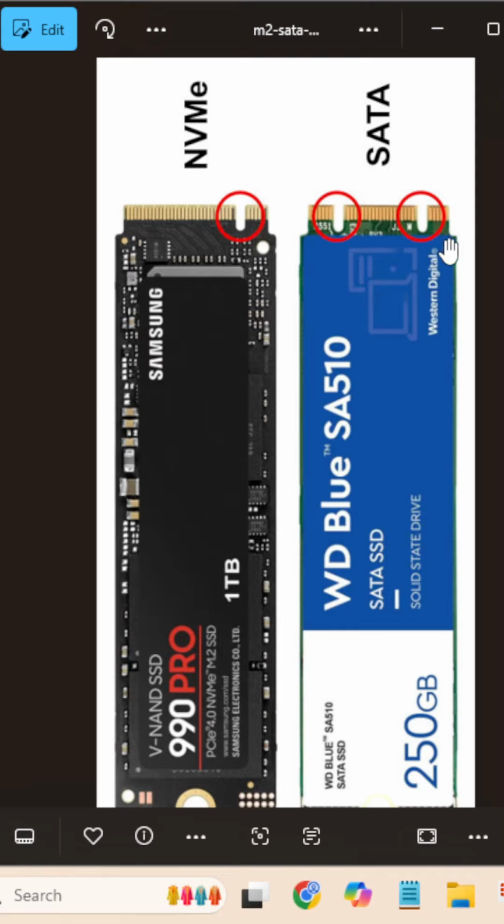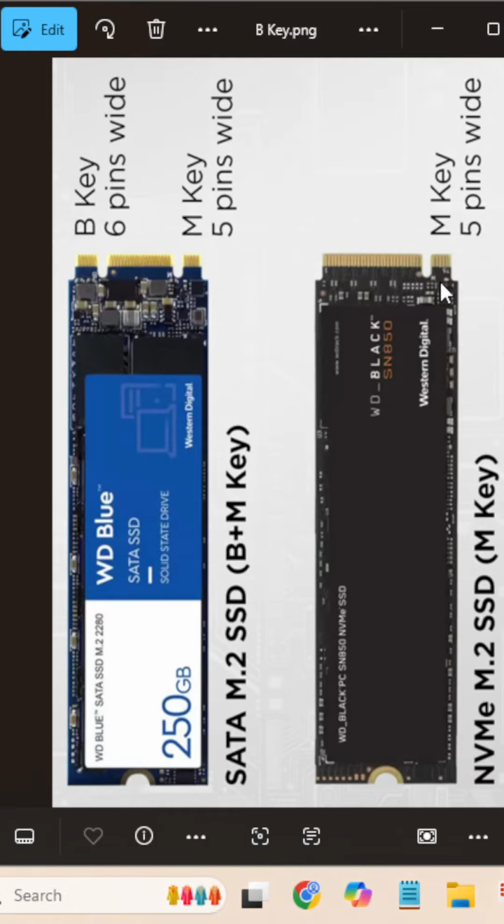Coming to the physical form factor, if you see two notches on the top of the SSD, it is an M.2 SATA SSD. And if you see only one notch on the top of the SSD, it is an NVMe SSD. These notches also have key names. On the top of the NVMe, only one notch is there. It is called the M key. On the top of the M.2 SATA SSD, two notches are there. They are called the M key and B key.